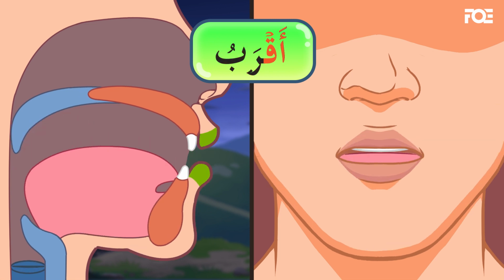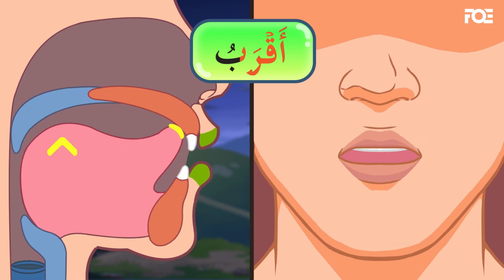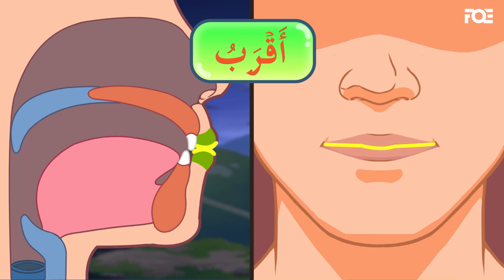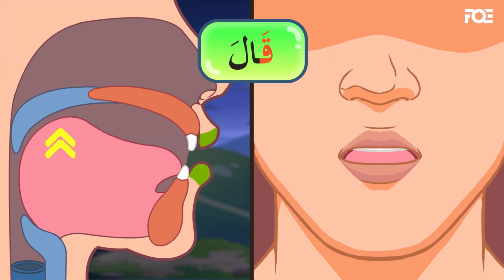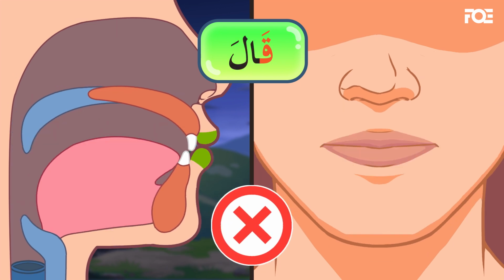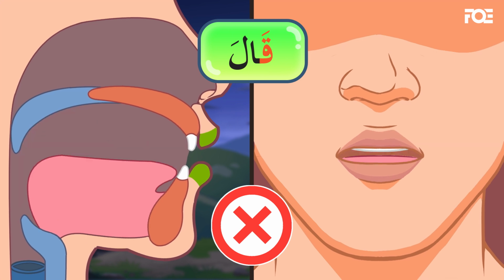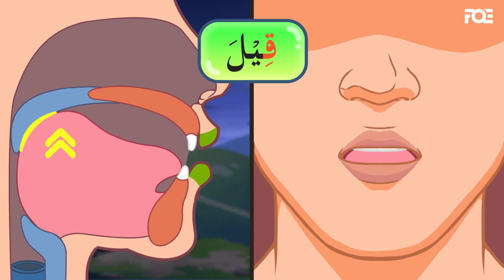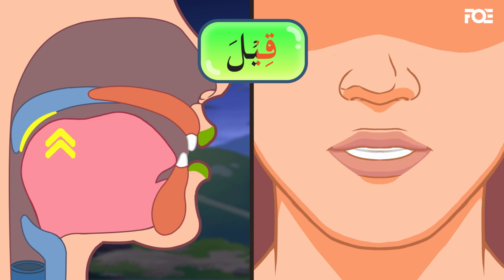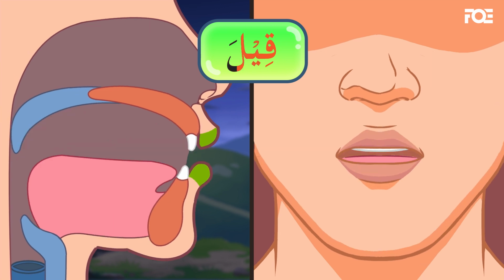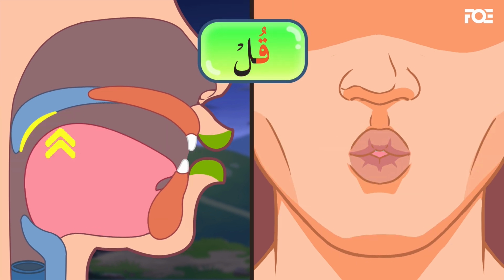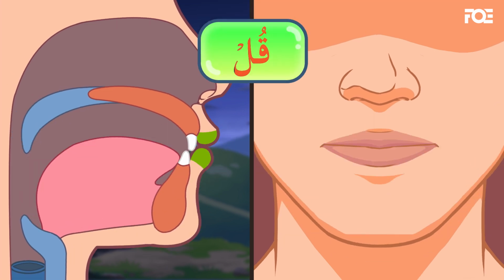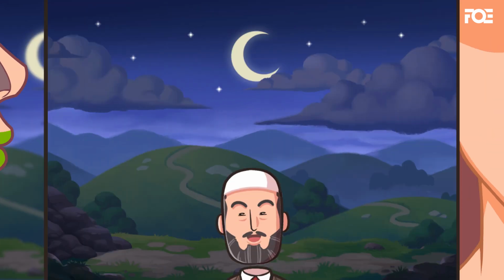Aqrab, Aqrab, Aqrab. Again. Aqrab. Qala, Qala, Qala. No, don't say it Khala or Kala or Qala. No. Qala. Next one. Qila, Qila, Qila. Qul, Qul, Qul. That's it, mashallah.